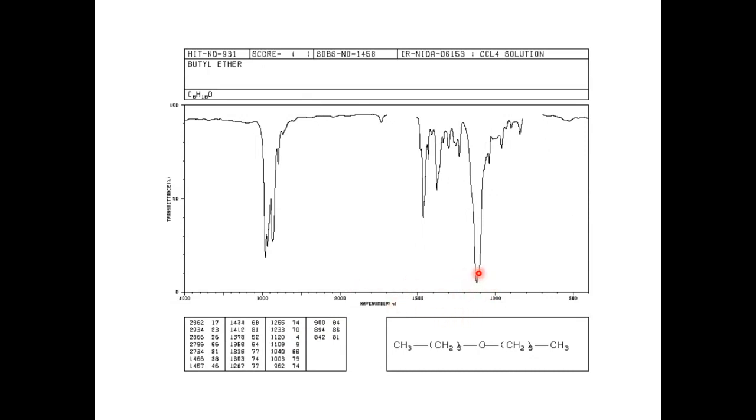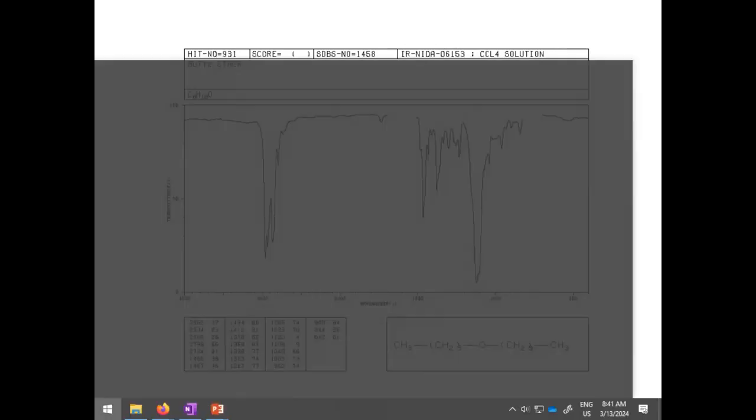Now, if it's an sp3 hybridized CO single bond, generally around 1100 reciprocal centimeter. So this is dibutyl ether. Those two ether carbons are sp3 hybridized, so it's around 1100. So that's how the hybridization state of carbon impacts ether CO bond stretching frequency, just like alcohols. Not much different here.